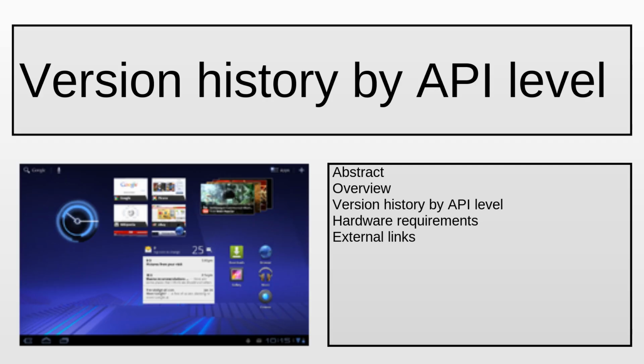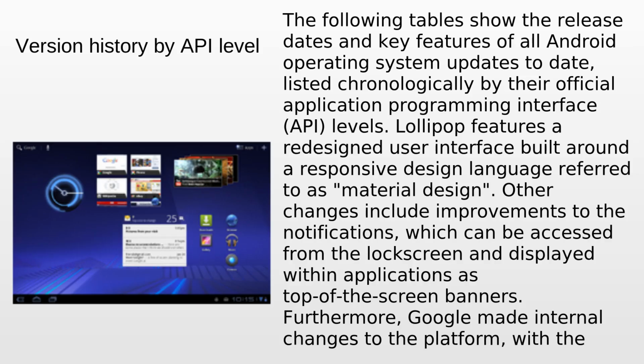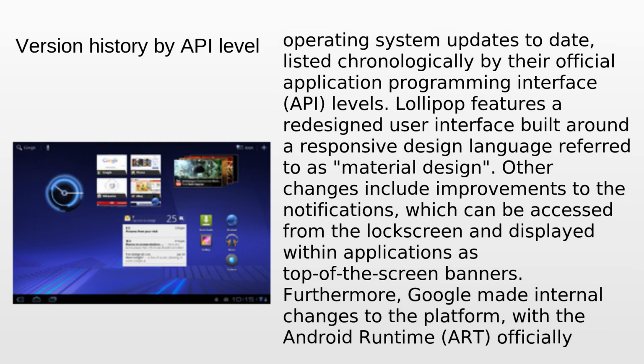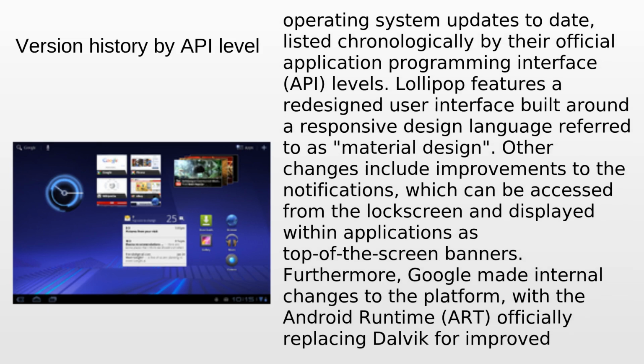Version history by API level. The following tables show the release dates and key features of all Android operating system updates to date, listed chronologically by their official application programming interface API levels.